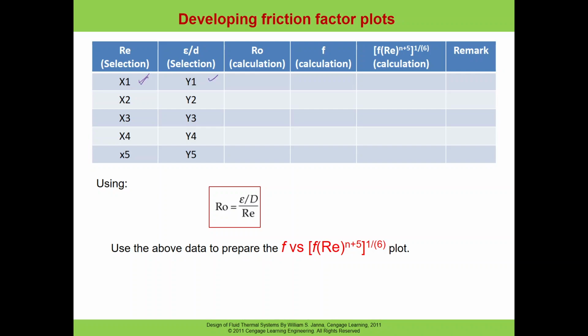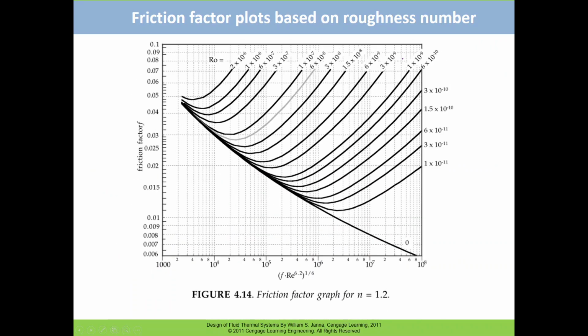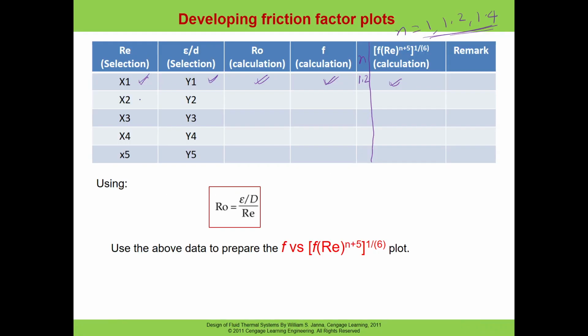So we select the RE, we select the epsilon over D, and then we calculated RO, we calculated F, and then we calculated this multiplication of F and RE, and the N value we choose. So we have an option that N can be 1, can be 1.2, can be 1.3, and that comes from the pipe cost relationship. So if we choose 1.2, then accordingly we can calculate this value. Okay, then with all these values, we generate a lot of data here.